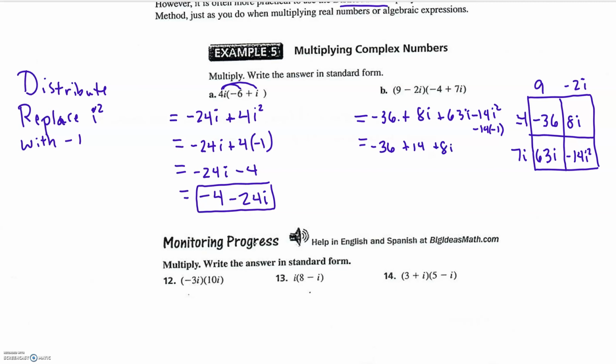And I'm going to add the 8i and the 63i because they are like terms. -36 plus 14 is -22. 8 plus 63 is 71. So we have 71i. And we have our answer.